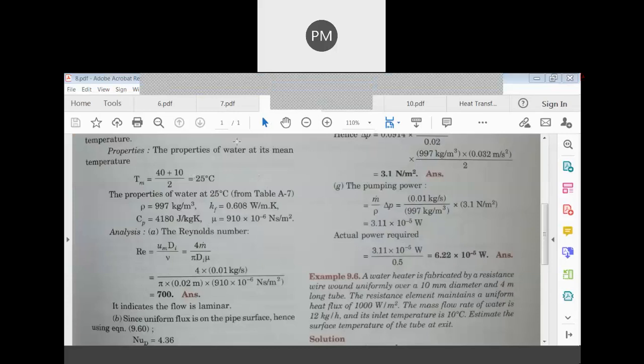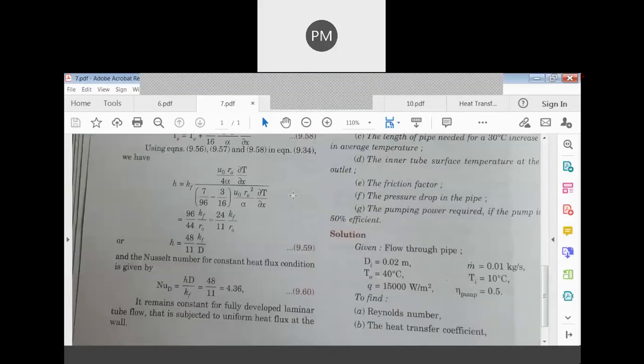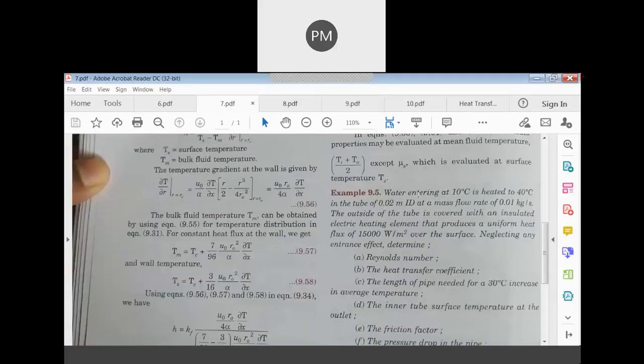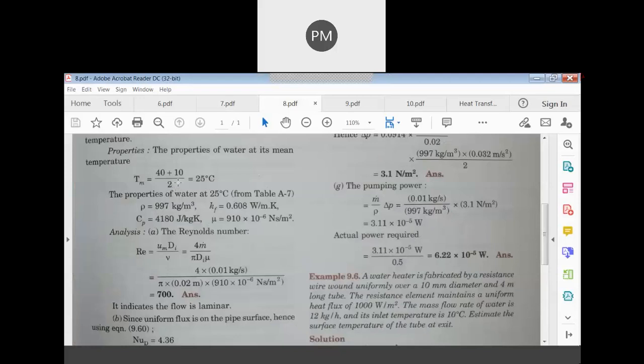Before that, we have to obtain the properties, based on the mean temperature of the fluid. Here the fluid is water, with inlet temperature 10 degrees and exit temperature 40 degrees. You have to take the mean temperature by adding and dividing by 2: 40 plus 10 by 2 gives 25 degrees Celsius. So the properties of water at 25 degrees Celsius have to be taken from the data handbook. I will go to the data handbook.